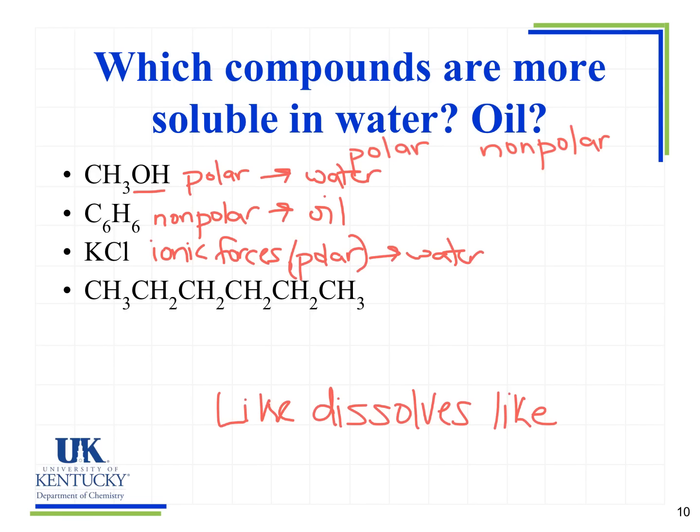The last one here, we have 1, 2, 3, 4, 5, 6 carbons, so we have C6H14, but notice we have only carbons and hydrogens. We don't have anything really that's going to add polarity to the molecule, and this will actually be nonpolar, and therefore is more soluble in oil. So it's just a question of, is it polar or nonpolar? The only thing that's a little bit different is we have to worry about the ionic forces. In that case, we're dealing with it acting like it's polar and will be more soluble in water.